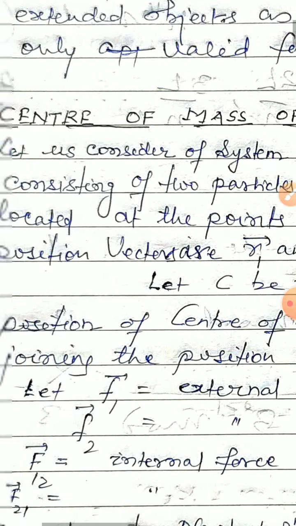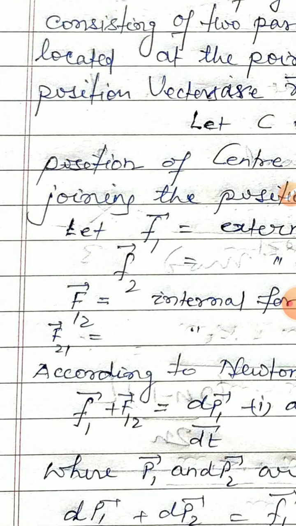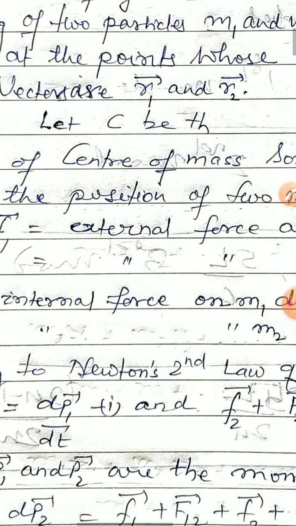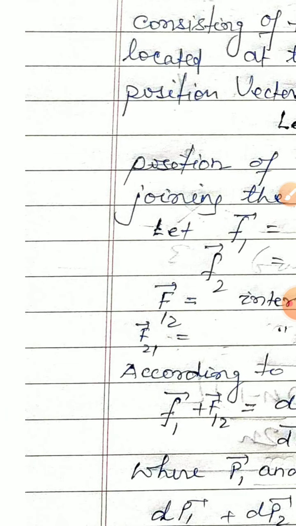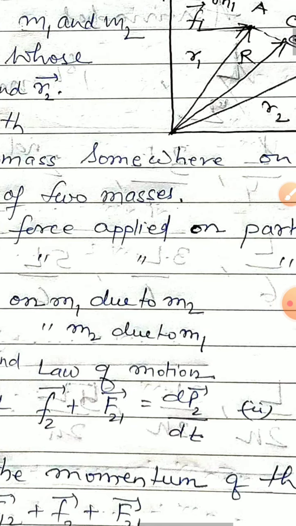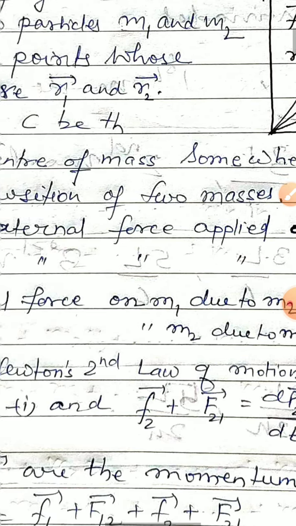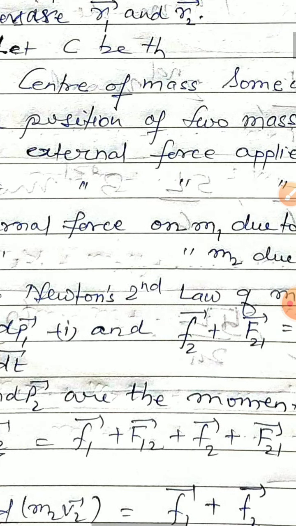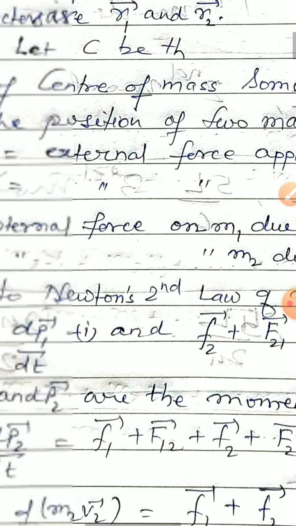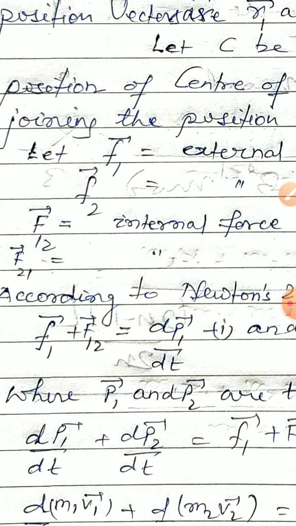Here F12 is the internal force on m1 due to m2, and F21 is the internal force on m2 due to m1. According to Newton's second law of motion, F1 plus F12 is equal to dP1 by dt. Same thing we can write for mass m2 also.